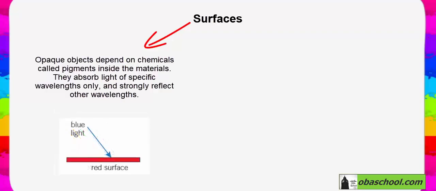And what about this case? As you see, if a red surface, for example, is put under blue light, it will look black because it absorbed the blue light and reflected none. So it will appear black.